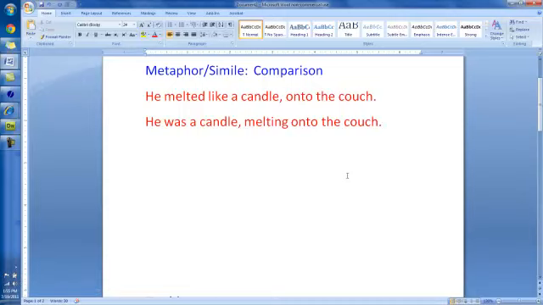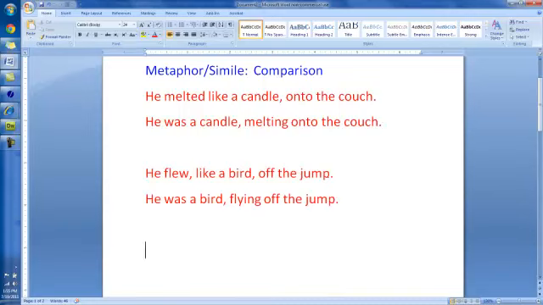Here's another example. He flew like a bird off the jump. That's a simile because of the word like in there. He was a bird flying off the jump. Now, when you think about flying, you often think about a bird. So although this is a metaphor or a simile, it's not an unusual one.